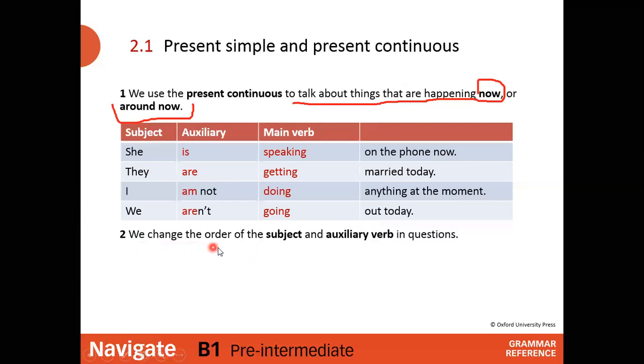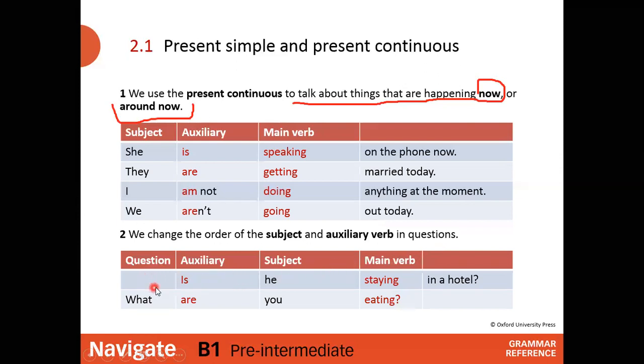And next rule. We change the order of the subject and auxiliary verb in questions. Now let's talk about question form. Look at this table. So here you can see question, auxiliary, subject, and main verb. For example, is he staying in a hotel? So as it said, the auxiliary verb is before the subject. It says we change the order of the subject and auxiliary verb. Yes, we change it here. And here again, main verb is staying. It's present continuous. What are you eating?